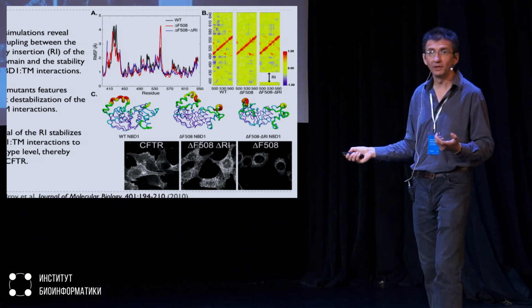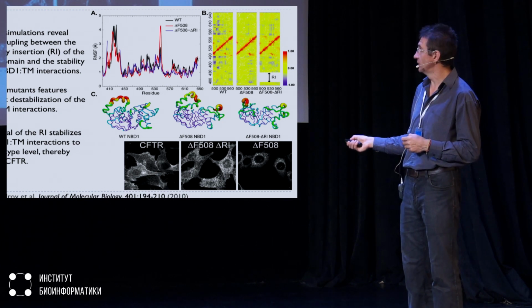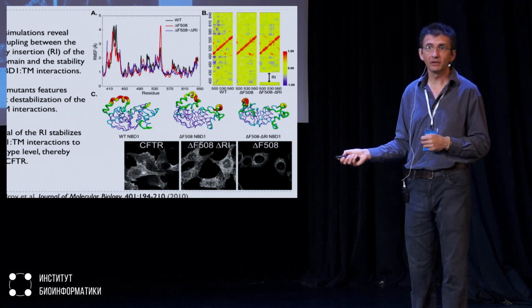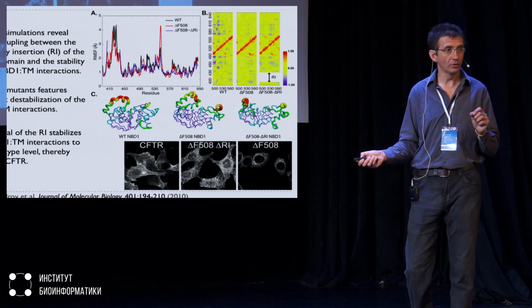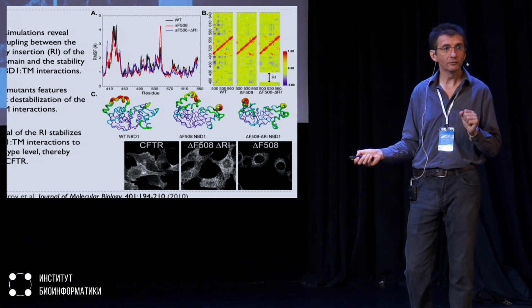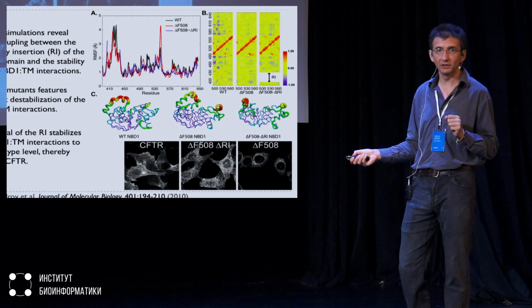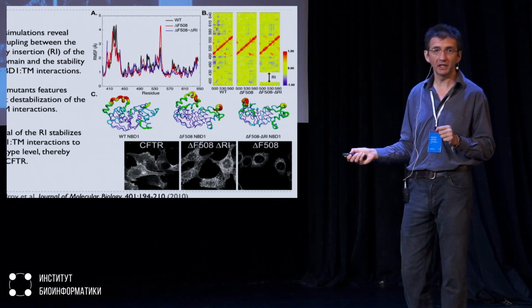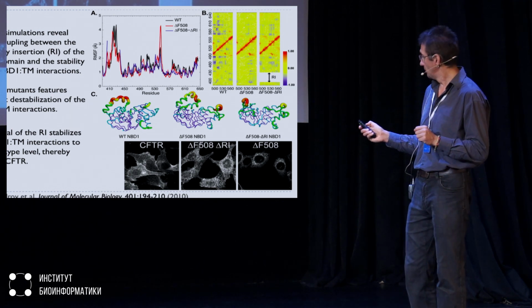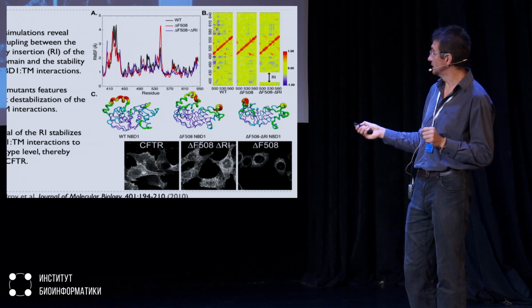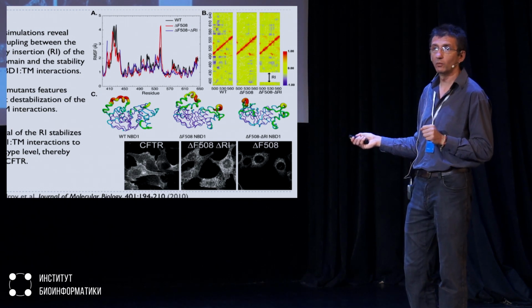In fact, we rescued it to a better state than even in wild type. It's a great proof of principle that you can rescue the protein through allostery. Unfortunately, that's not a viable pharmaceutical strategy because that entails gene editing, okay? But that tells us that we can actually target this region using small molecules.